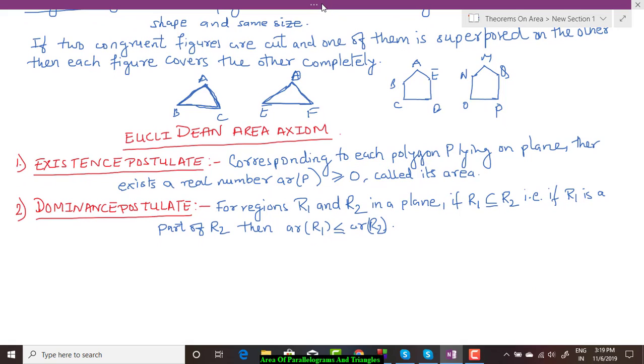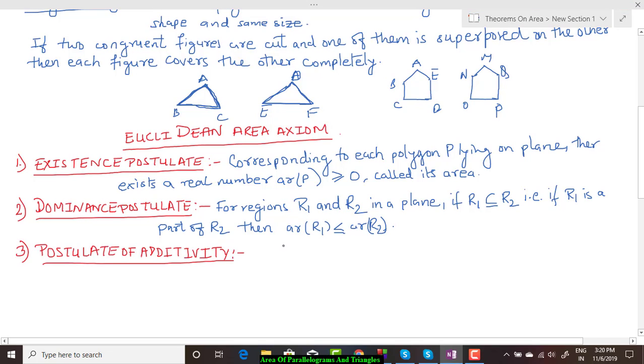Point number 3 is the postulate of additivity. For any two plane regions, R1 and R2. So let's take one diagram first and then I'll explain. So this is a straight line.